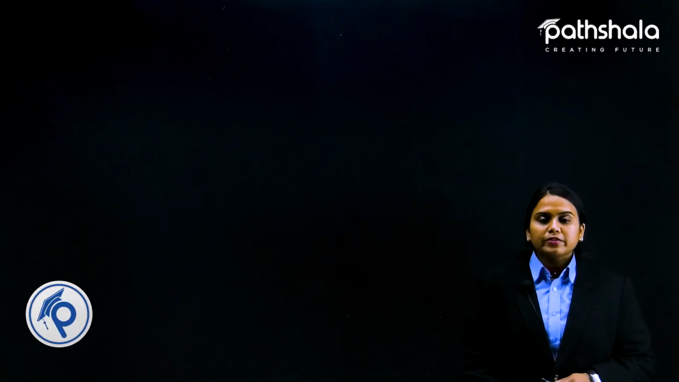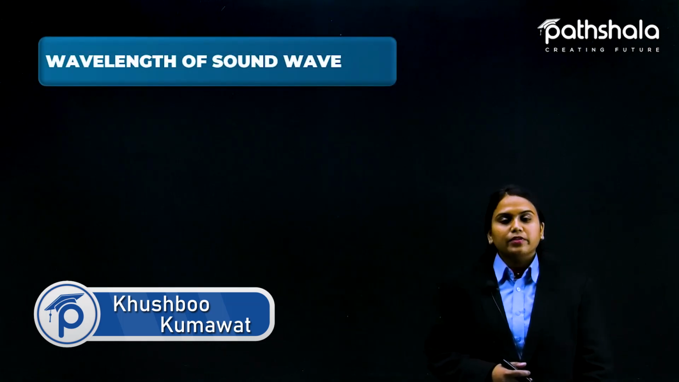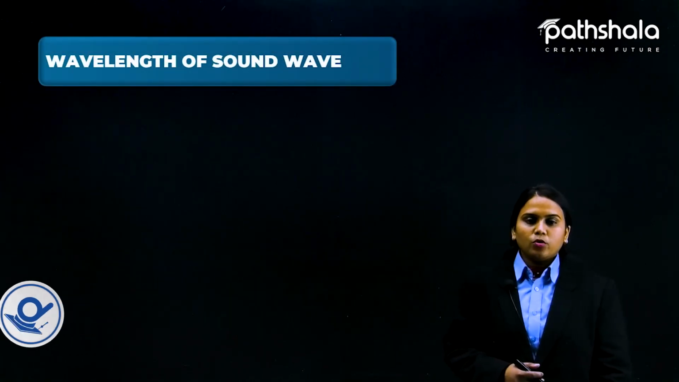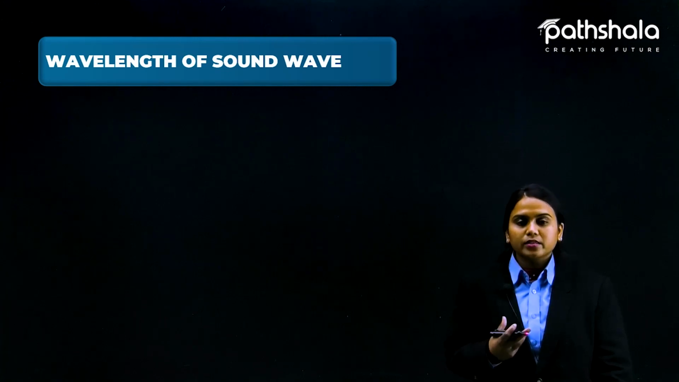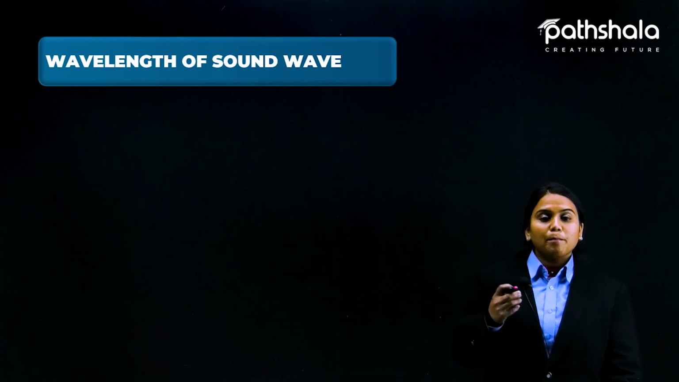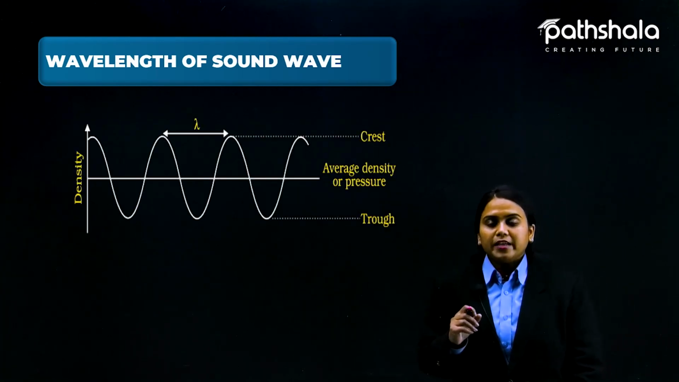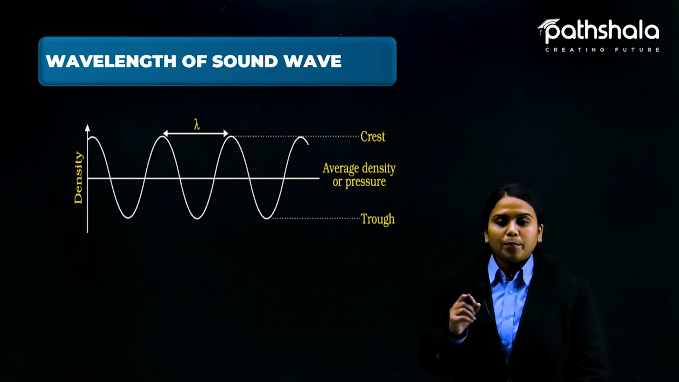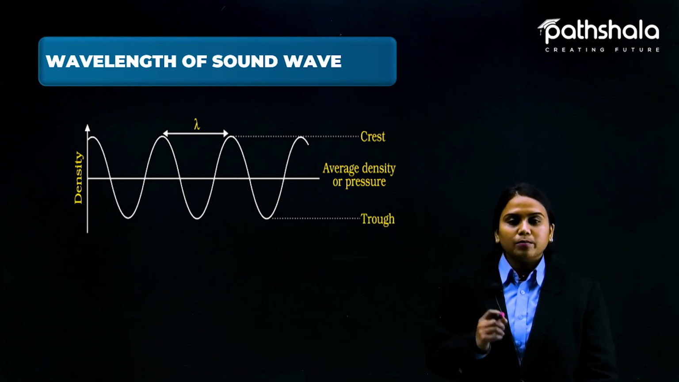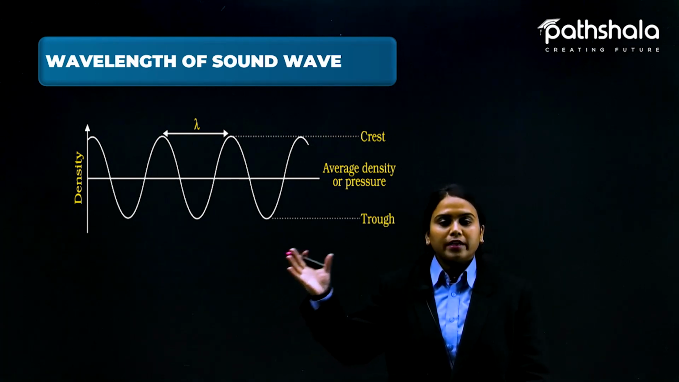So students, we have seen various properties of sound wave. So here is the last property, that is wavelength of sound wave. As we have already discussed, the wavelength is the length of the complete oscillation. Here, supposedly, it is drawn for one particle that is vibrating at its mean position. So how can we draw a graph for it?